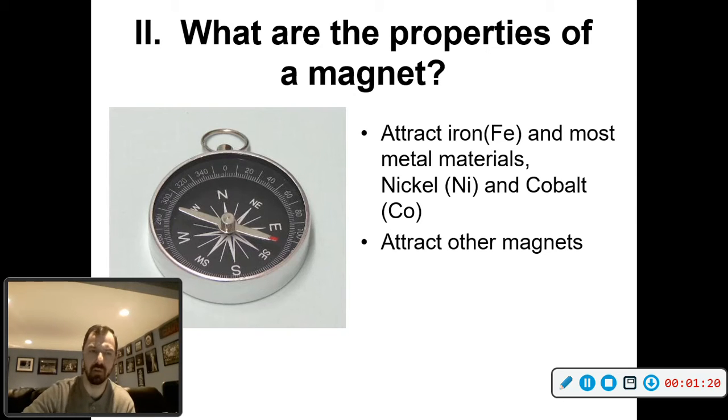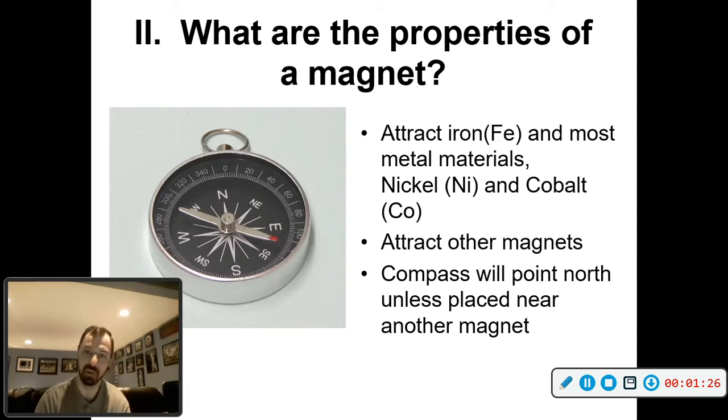Also, a magnet attracts other magnets to it, as you guys know. A compass will point north unless placed near another magnet. So if you put this compass needle towards a magnet, the red pointer will point towards the magnet, and you can follow it around the whole magnet if you play around with it.